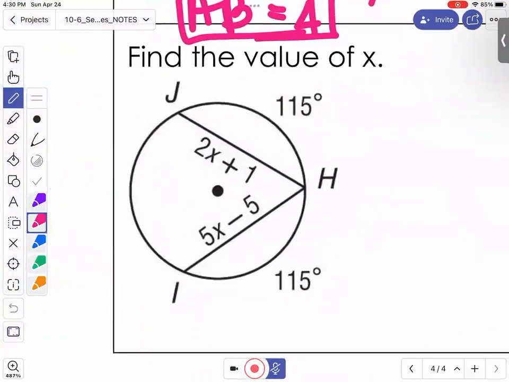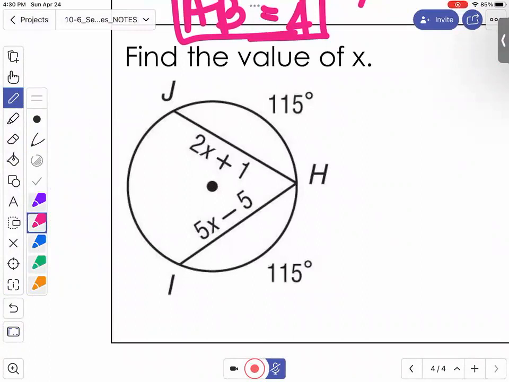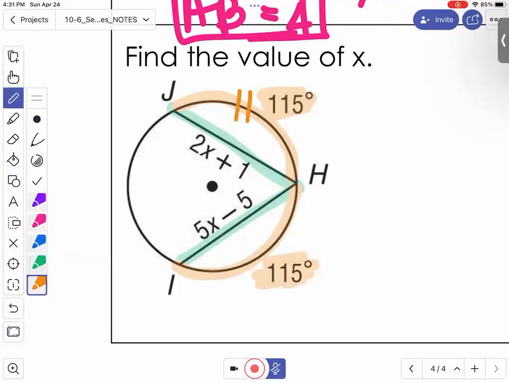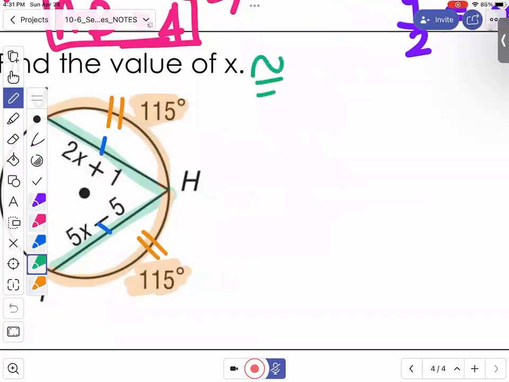All right, our last two. Find the value of x. All right, so x is a chord this time. JH and IH, those are chords. I don't know anything about them yet, so check out their arcs. Arc JH, 115. Arc IH, 115. So again, if I have congruent arcs, I get congruent chords. So very much like a previous one, congruent arcs, just looking for x, will give me congruent chords.